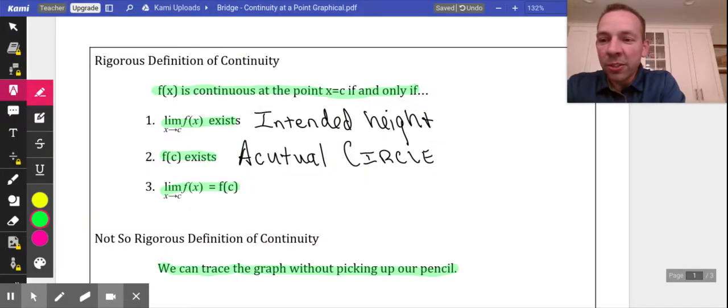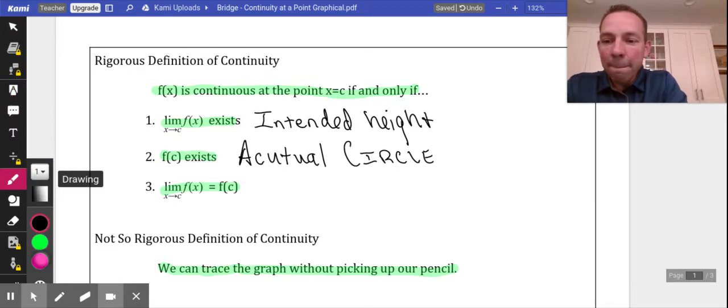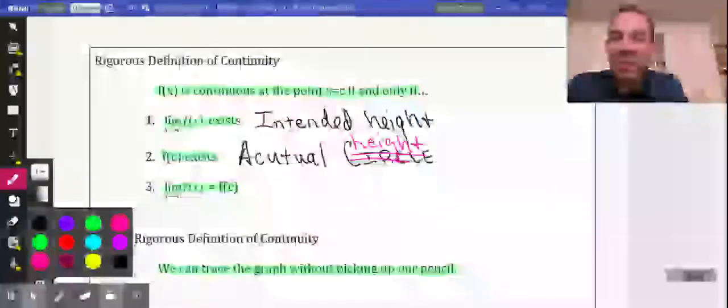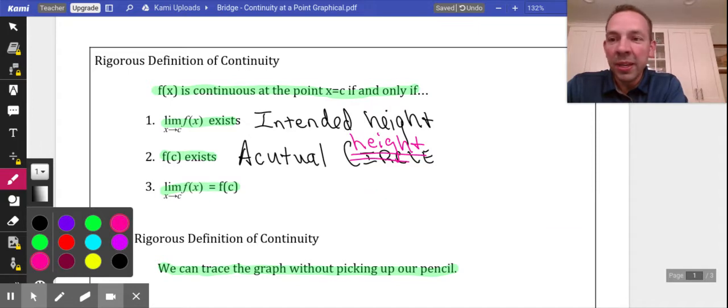that the intended height matches up with the actual height. Oh, why did I write circle? Not sure. I should have said height there. So does the intended height match up with the actual height? In other words, does the closed dot fill the open dot? And if so, we've got a totally linked up and seamless graph that we consider to be continuous.